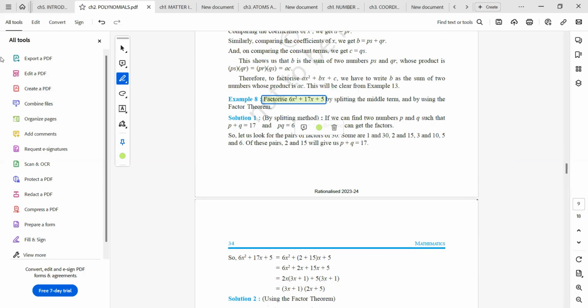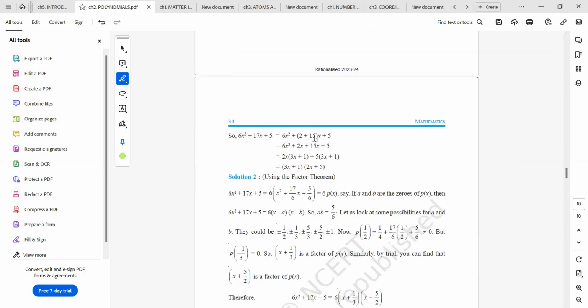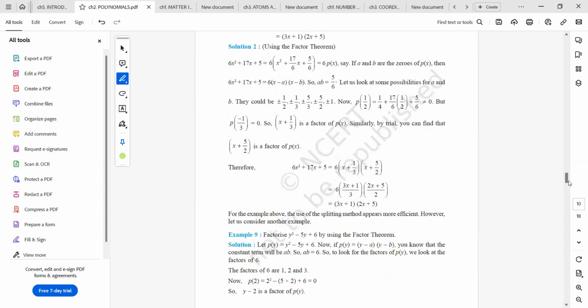Okay, but you need to find two digits in this way. So there you will have the factor. So we'll have something as common. So here 3x plus 1 comes as common and the remaining is 2x plus 5. So that is how you can factorize.